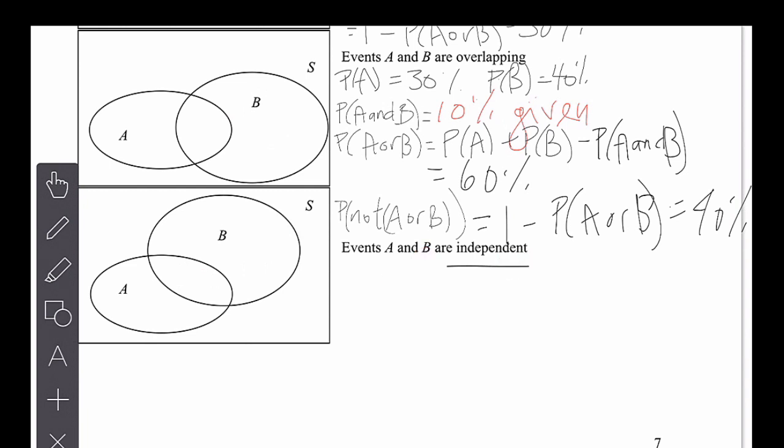So what does independence mean? Independence refers to the fact that just because one event occurs, it doesn't impact the chance that the other event occurs. Like the probability of the other event stays the same. So in other words, if events are independent, then the chance that the doctor goes to the hospital is 30%. The chance that he goes to his office is 40%.